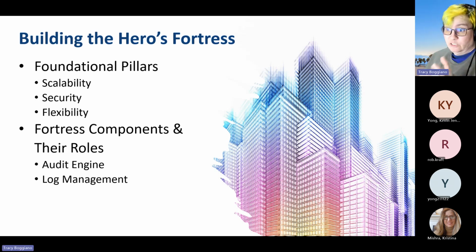So, each component of the fortress and their roles. One, you have the audit engine, which is basically extended events behind the scenes. All it is is a pared down version of extended events. That's all the audit engine is: extended events set up to be SQL Audit and isolated down to have the security component, so people can't actually change it and mess with the logs themselves without it being compromised.